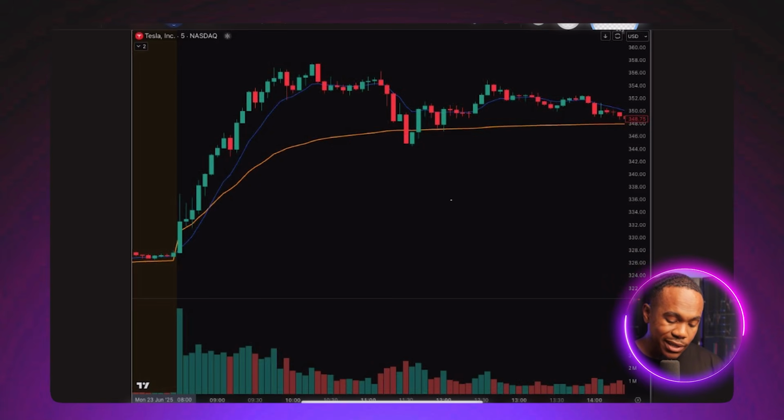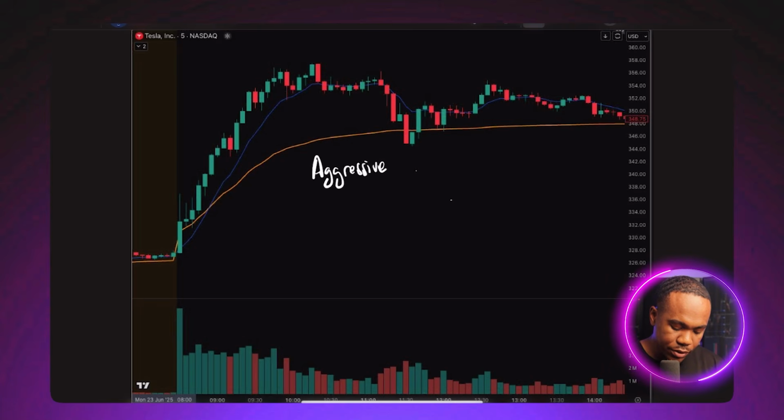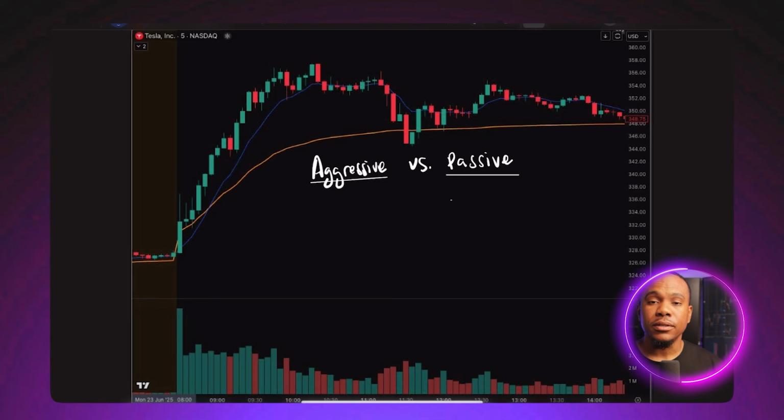Every exchange tags one side as the aggressor. It's the order that crosses the spread. I'll get into that later. But you have something called aggressive traders and passive traders. The passive side is where institutions hide. The aggressive side also gives us a story. And that's what we see when it comes to price action candles.